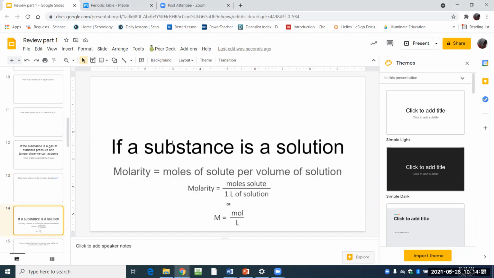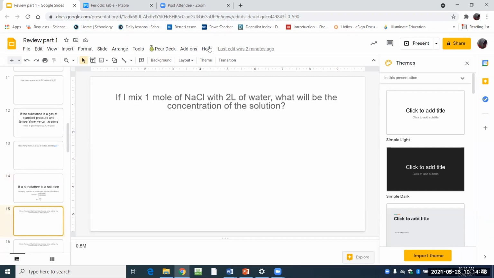Okay, so if a substance is a solution, then we must use concentration in terms of moles of solute per volume of solution. And this is the formula that we need to use. We call it molarity, which is moles of solute per volume of solution. Notice that the units are quite important. It needs to be moles per liter. So let's solve this problem.